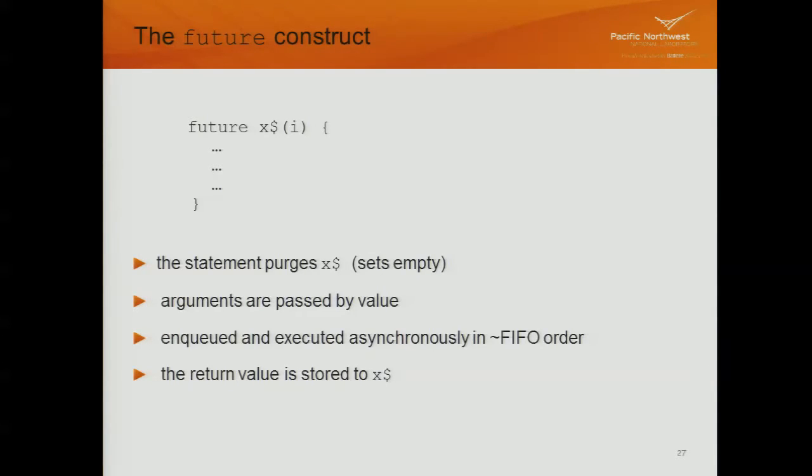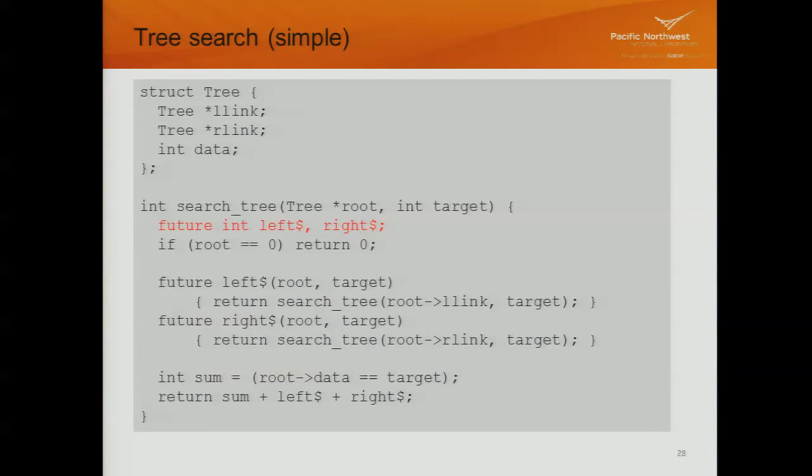The arguments are passed by value, so these are all copied, and the record representing this future statement will be placed on this queue, and then they'll be executed by other streams. So an example of that is a simple tree search. I just want to search a tree and count the number of node values that match some target, right?